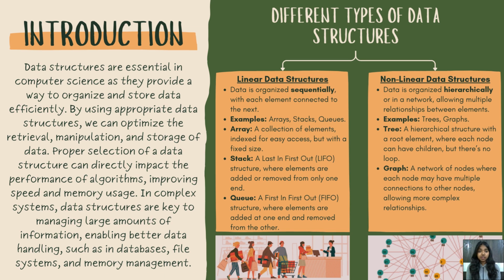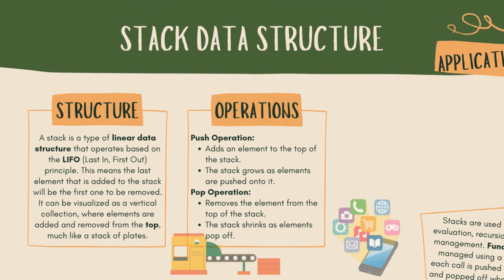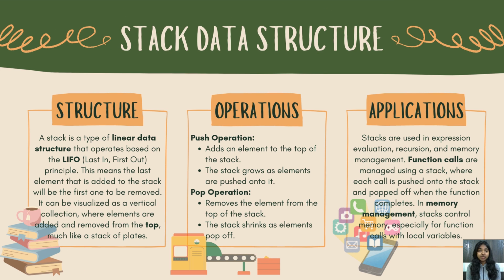Under nonlinear data structure, data is organized hierarchically or in a network, allowing multiple relationships between elements. Example: trees or graphs. Tree is a structure with a root element where each node can have children, but there's no loop. Graph is a network of nodes where each node may have multiple connections to other nodes, allowing more complex relationships. Now let's learn more about stack data structure.